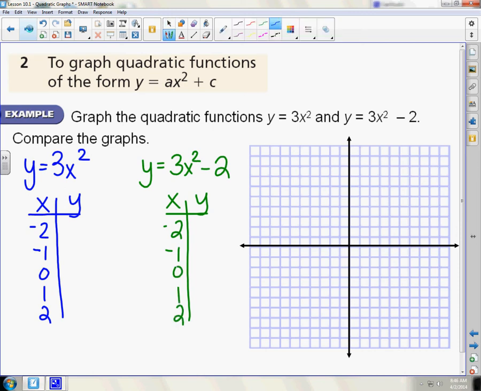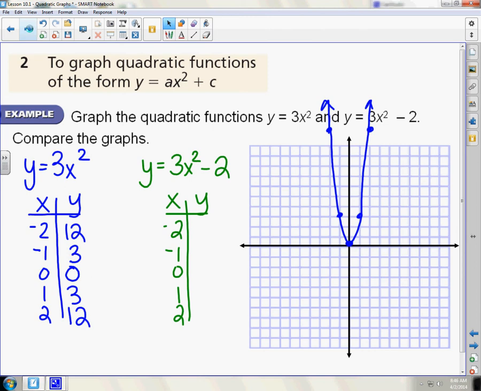Okay, so here, negative 2 squared is 4, times 3 is 12, 1 times 3 is 3, 0 times 3 is 0, 1 times 3 is 3, and 4 times 3 is 12. So I go negative 2 up 12. It's off my graph. Negative 1, 3, 0, 0, 1, 3, and 2, 12. So I have a pretty skinny graph because it's tripling. Every time I did the squared part, I'd have to times it by 3. So it's going pretty fast.